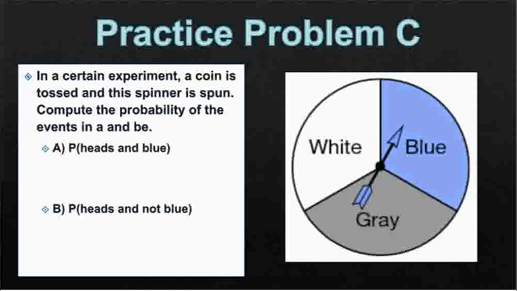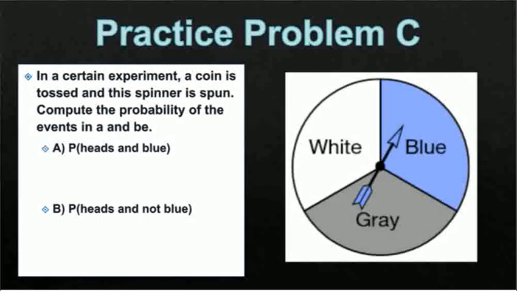Next one, in a certain experiment, a coin is tossed and the spinner is spun. Compute the probability of events A and B. So A, probability of getting a heads and blue. First off, the probability of getting heads is 1 out of 2. Probability of landing on blue is 1 out of 3. So if I multiply 1/2 times 1/3, I would get 1/6. So I have 1 out of 6 chances of landing on heads and spinning a blue.